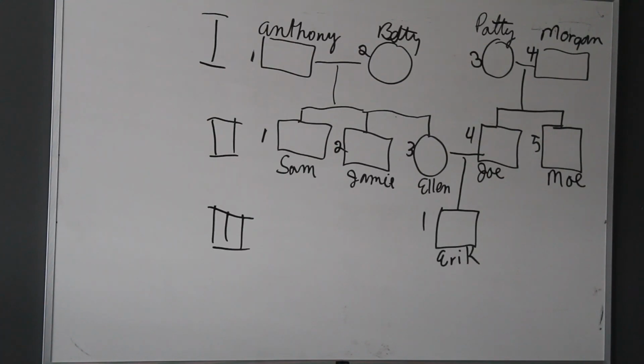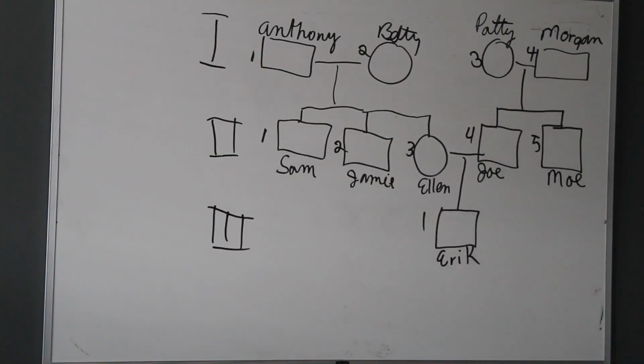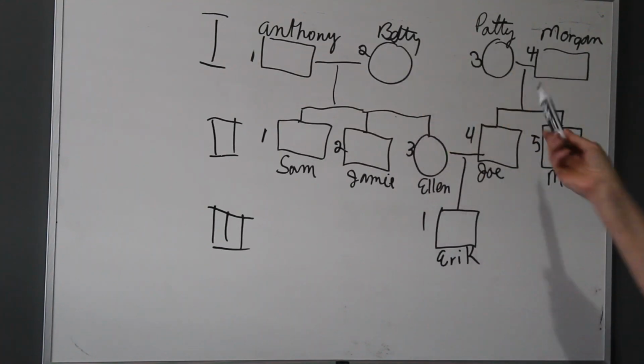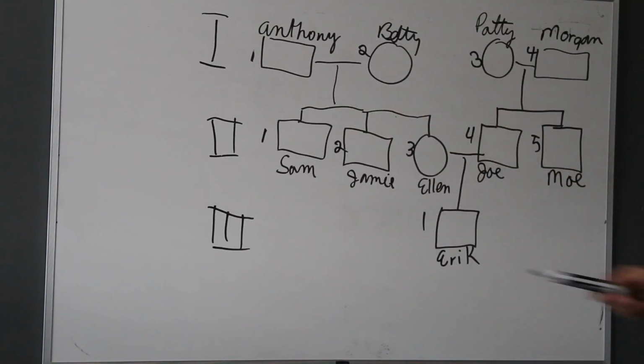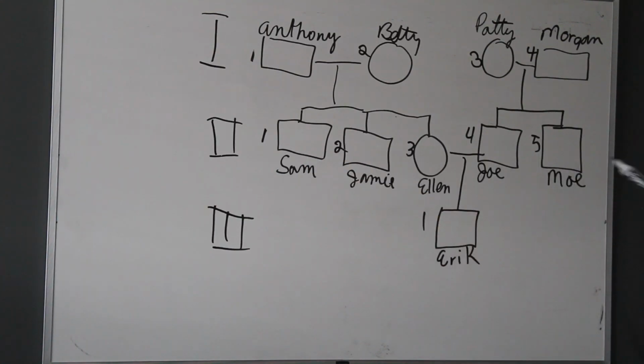So for example, you might talk about person 2, 3 instead of talking about Ellen. Or if I said person 1, 2, I would mean Betty. Or if I said person 2, 5, I would mean Mo.